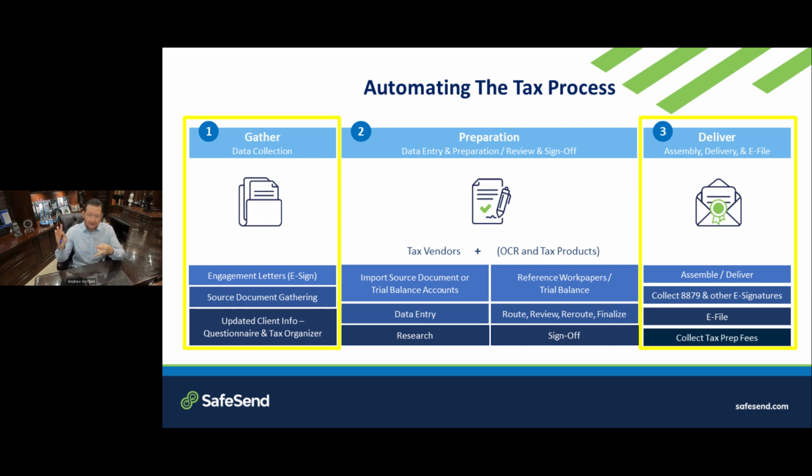We think about it on the back end with the 8879s, but also it's the 7216s, it's e-signing of engagement letters. We're talking about getting the organizers out to the clients and how we do that in a more electronic and less frustrating and lighter way. And then there's, of course, the source document gathering and the data gathering that you need as well.